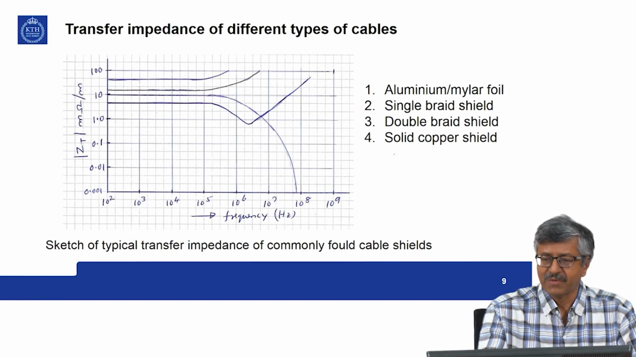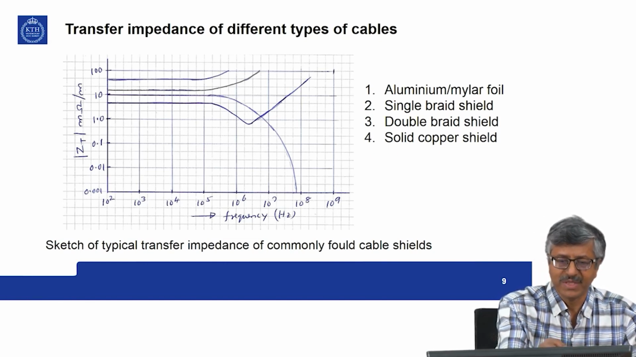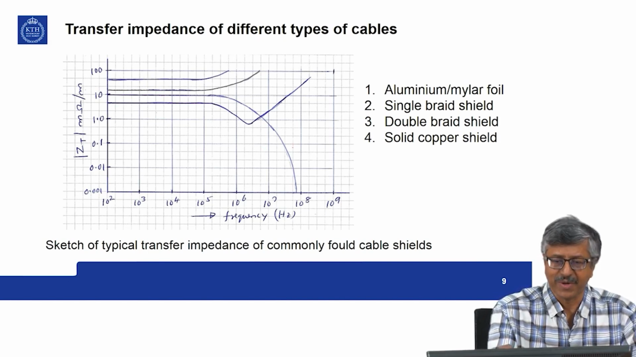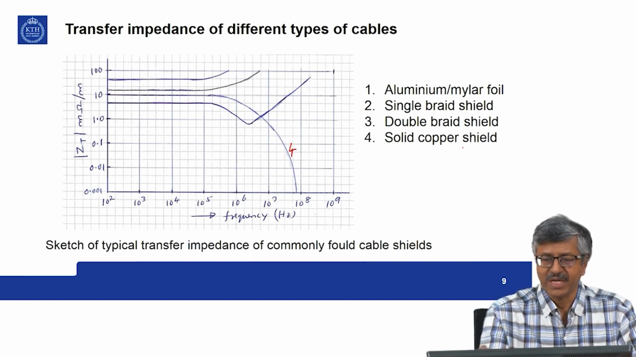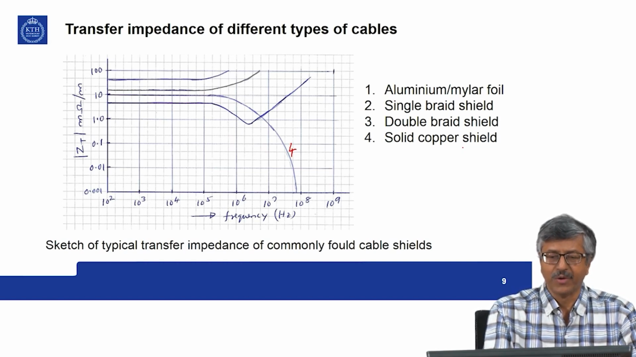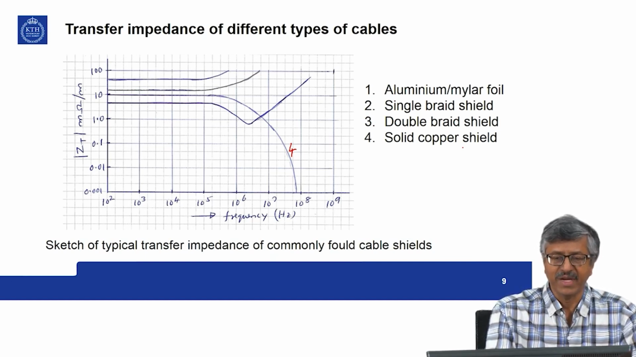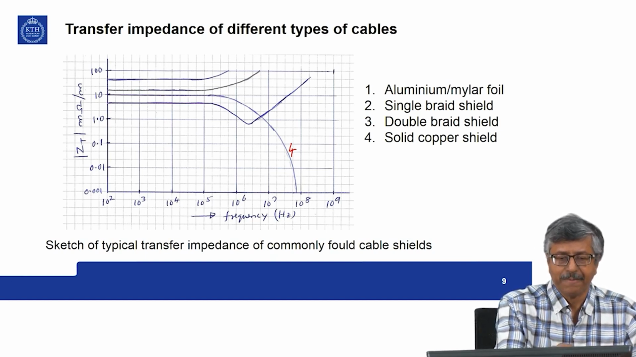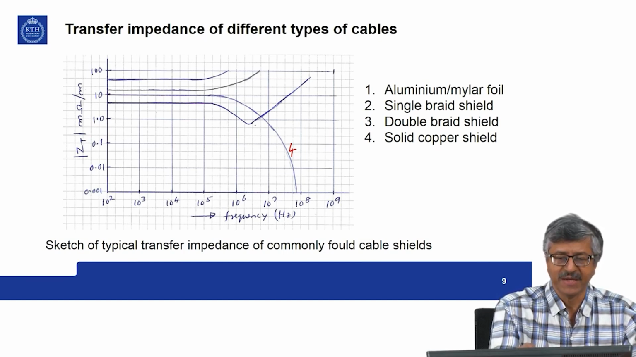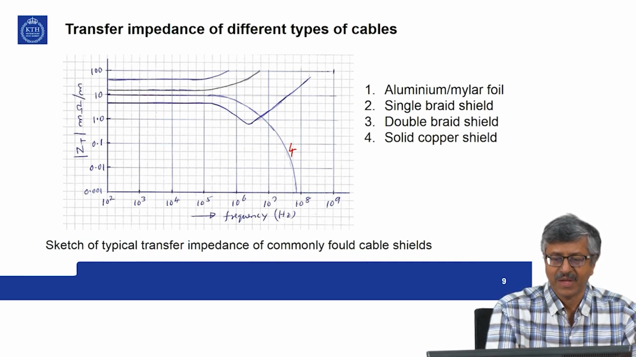So, let us start with solid copper shield, which is this one. The numbering is missing over here. I will write it here. So, this is number 4, solid copper shield. There are no holes, so no penetration of magnetic field. At low frequencies it is like DC resistance. Then as the frequency is increased, less and less field penetrates to the inside. So, the transfer impedance goes down.